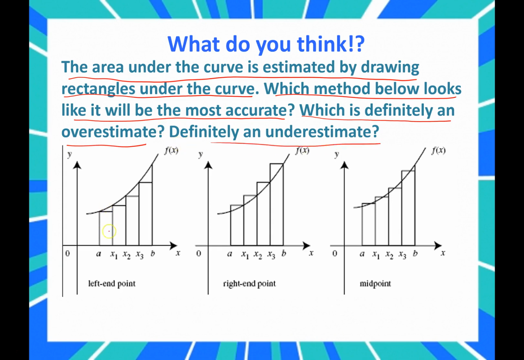Well, you can see that in the LRAM, in this case, because our function is increasing and concave up, this is actually an underestimate. You can see all this open space that our rectangles didn't count. The RRAM is actually an overestimate because it's counting all this stuff that actually is not even under the curve, so that's an overestimate. The MRAM, I'm not really sure if it's an over or an under. That's a good question.